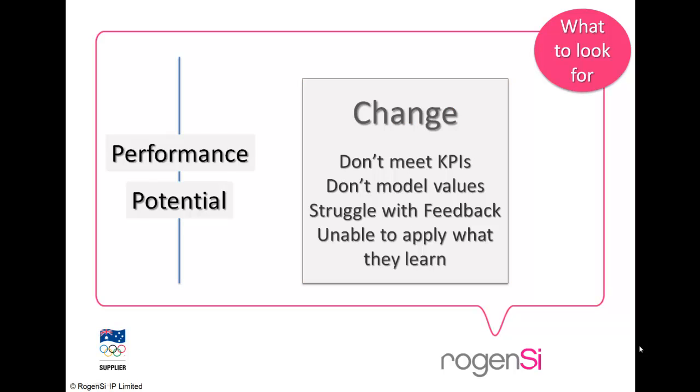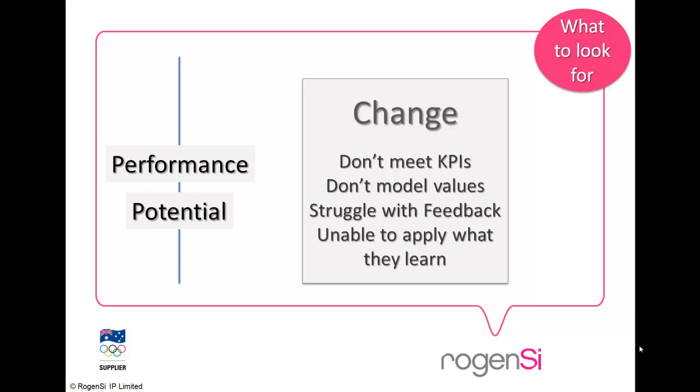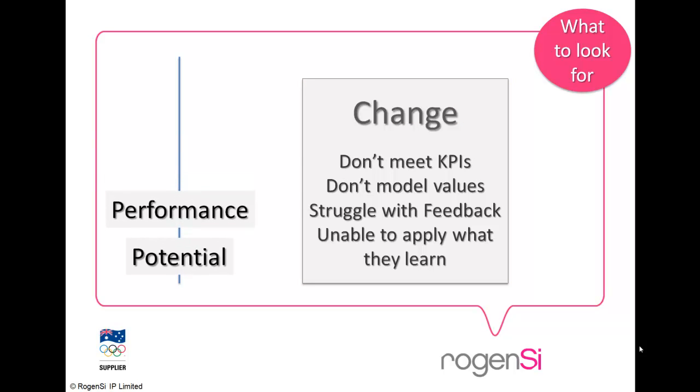Final area is change. That's where neither performance nor potential is where it needs to be. These people aren't meeting their KPIs or they're not modeling the values. They might be struggling with feedback and unable to apply what they're learning. Generally what we're seeing here is this is not a happy place for people to be. Quite possible that they're in the wrong role. That's what to look for.